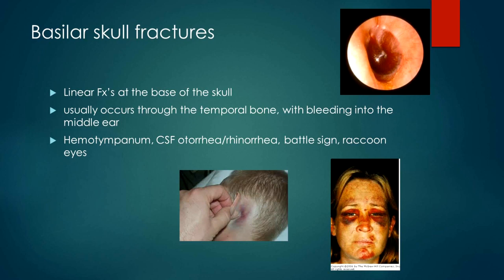Late findings would be Battle sign, which is ecchymosis behind the ear over the mastoid area, or raccoon eyes, bilateral periorbital ecchymosis. So those are all concerning findings for a basal skull fracture. If they have clear fluid coming out of their nose or ears, this can lead to meningitis. Prophylactic antibiotics should be given. Rocephin and vancomycin is acceptable.